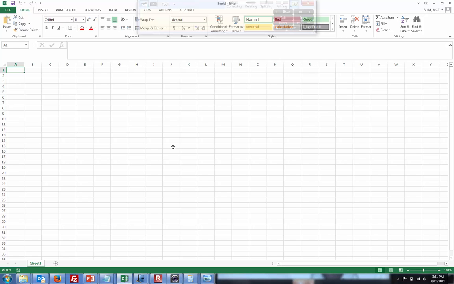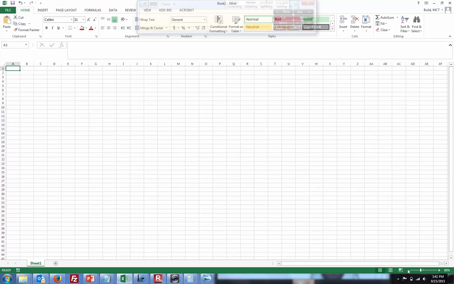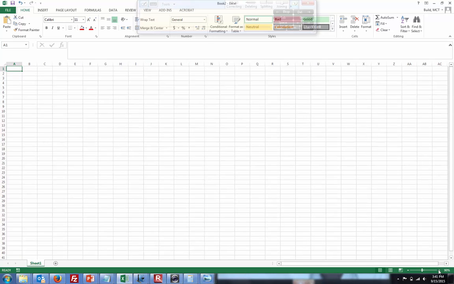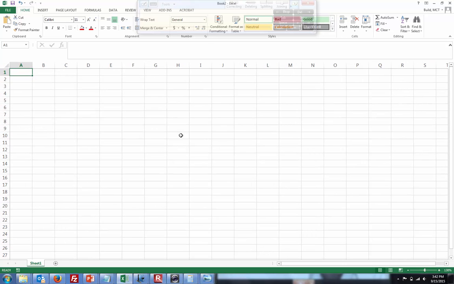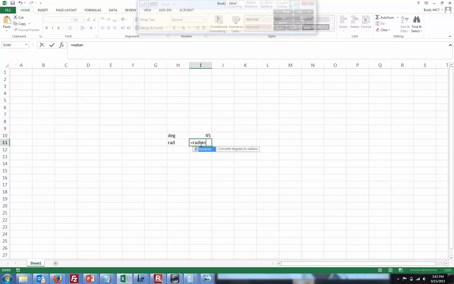All right, so let's do this. I'm going to do, oops, I don't want that smaller, I want that bigger. So here's 45 degrees, DEG, 45. And here's radians. Equals, so I'm just going to take the function radians. So I'll start with equals radians of that number.